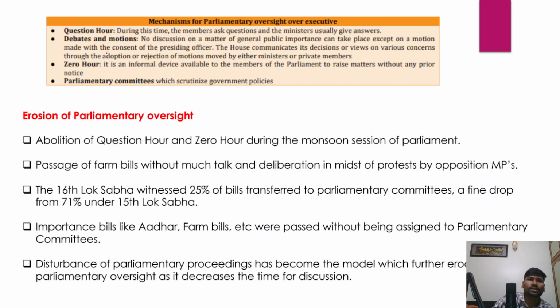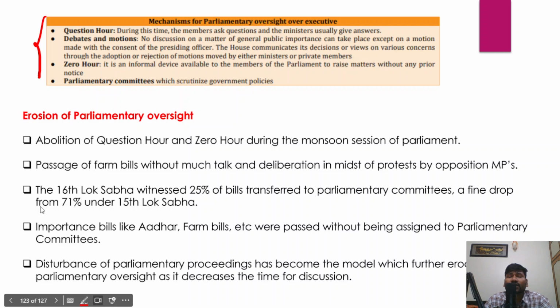And in this context, we'll have a look at the mechanisms which actually hold the executive accountable to the parliament. So what are the mechanisms which actually hold the executive accountable to the parliament? Now first, we have already discussed question hour. So in question hour, members ask questions and ministers usually give answers to those questions.